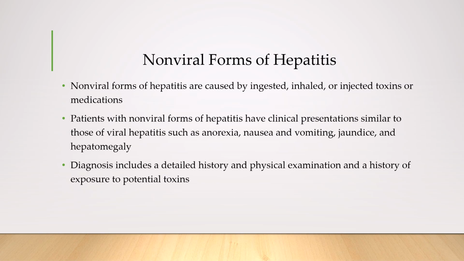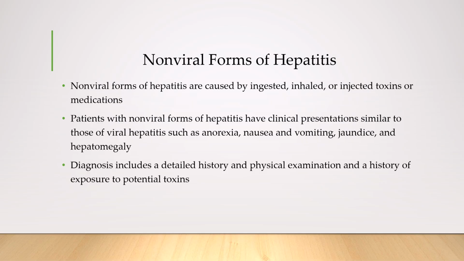Non-viral forms of hepatitis, ladies and gentlemen. Non-viral forms of hepatitis are caused by ingested, inhaled, or injected toxins or medications. Patients with non-viral forms of hepatitis have clinical presentations that are similar to those of viral hepatitis, such as anorexia, nausea and vomiting, jaundice, and hepatomegaly.